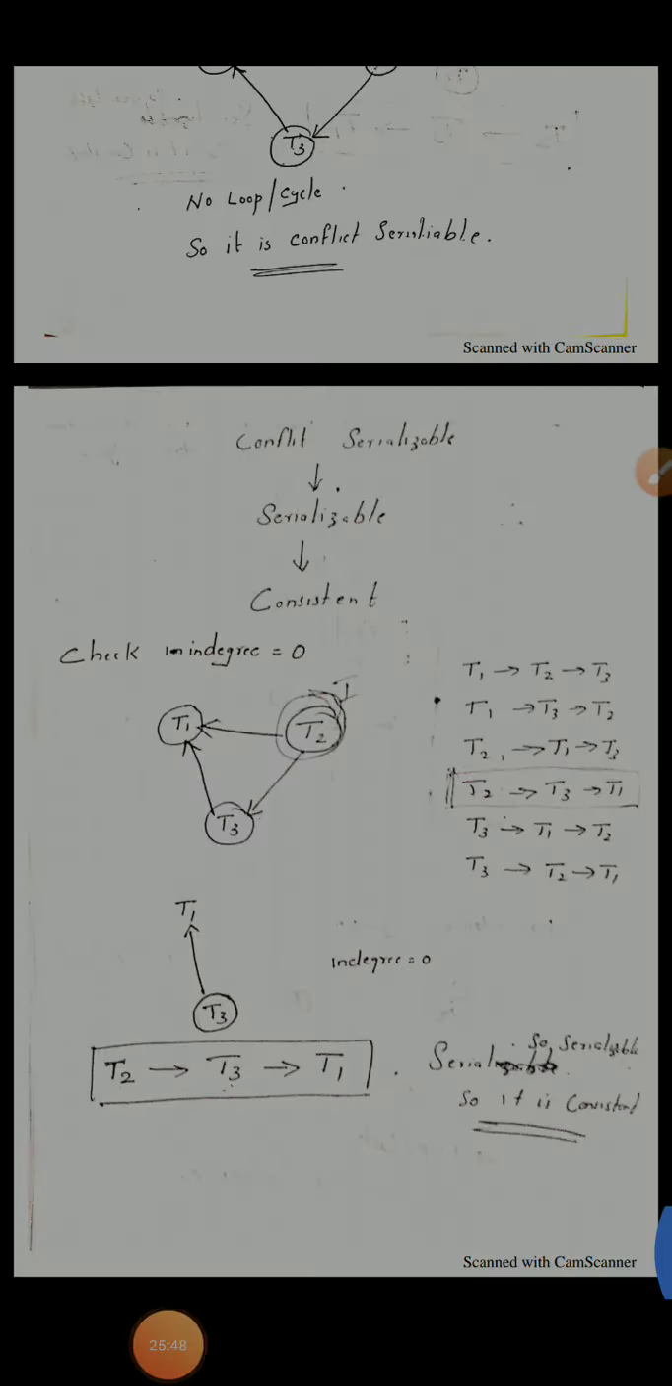So first we take T2. After removing T2, we check the in-degree of T3. That is also 0. Then T3 is taken out, and the final one is T1. So T2 followed by T3 followed by T1. Now this schedule is a serial schedule, and it is serializable. If it is serializable, then the database state must be a consistent state. Thank you.